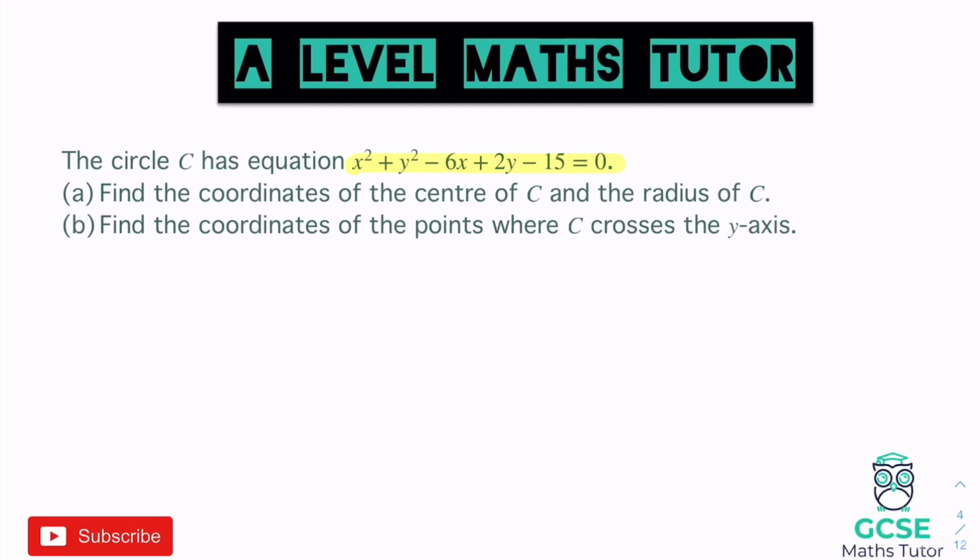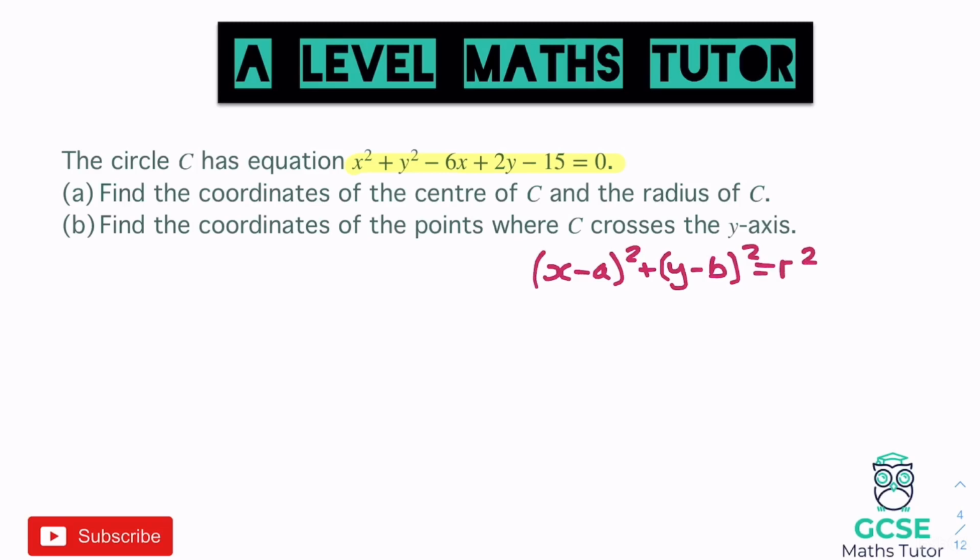So we'll have a look at that in a sec, but this actual equation here has to be rearranged in order for us to get it into the format that we want. Obviously we know what the format looks like. We've got x minus a in brackets squared, and then we've got y minus b in brackets squared, and that equals r squared. So we have to rearrange this.